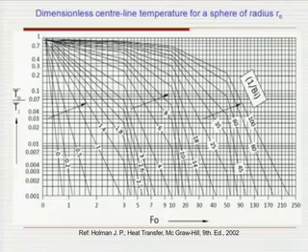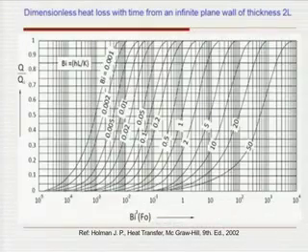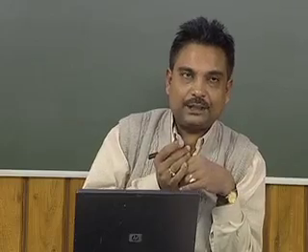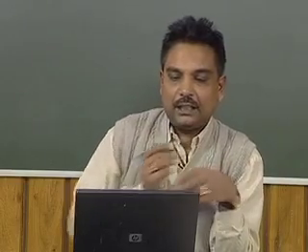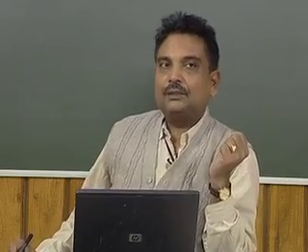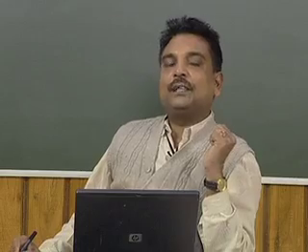In this way we can find the dimensionless center line temperature from these charts for any problem given for one particular geometry. We have to calculate the value of the Fourier number and the value of 1 by Biot number, and from there we can find the center line temperature. But why do we want to find the center line temperature?